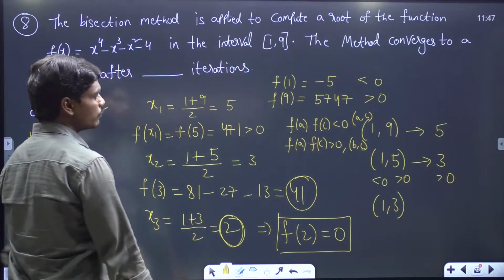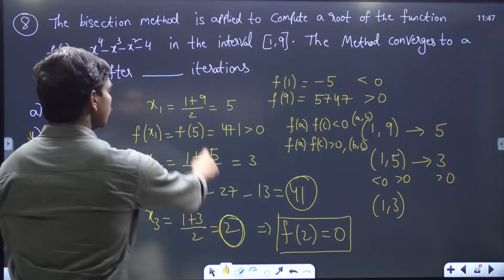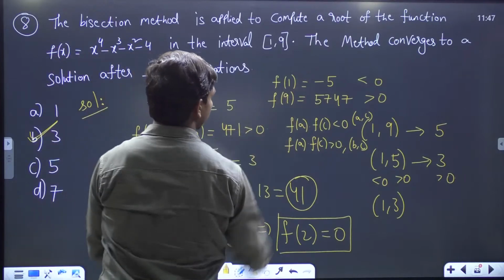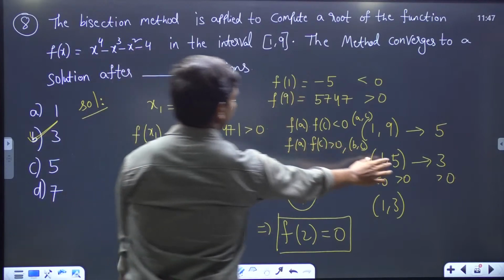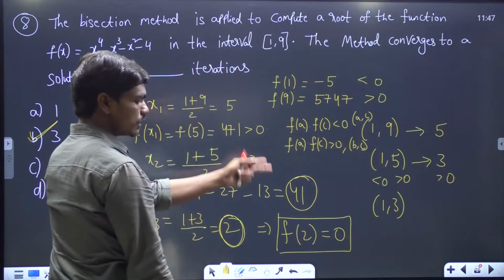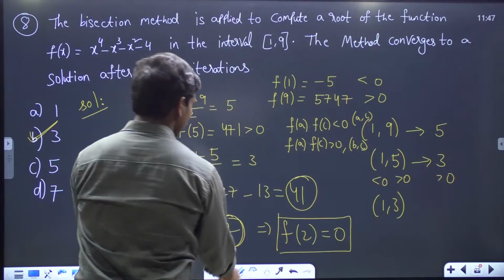Correct? So now, if you see here, f of c into f of a is less than 0. So I considered this 1 to 5 as the next interval. Similarly, if you go for other iterations, we'll be getting this.